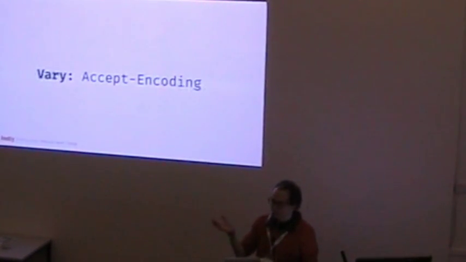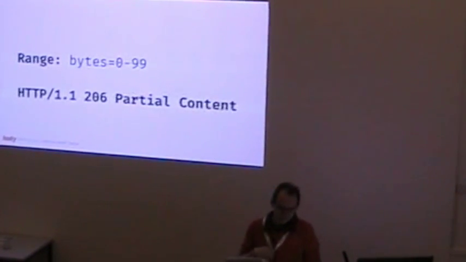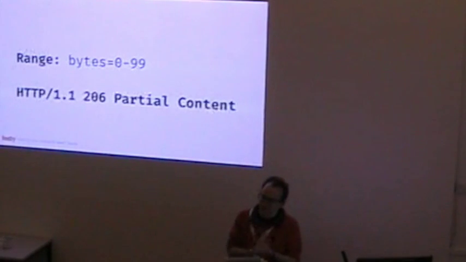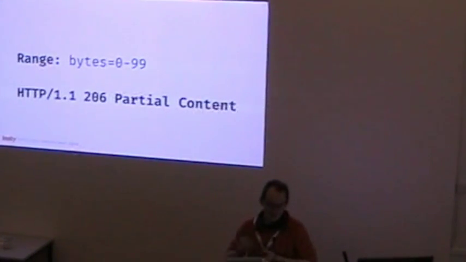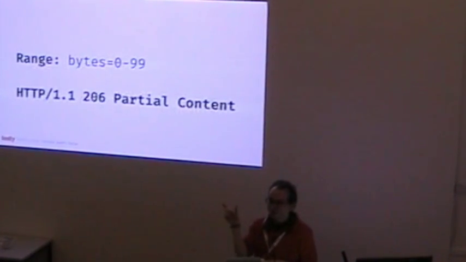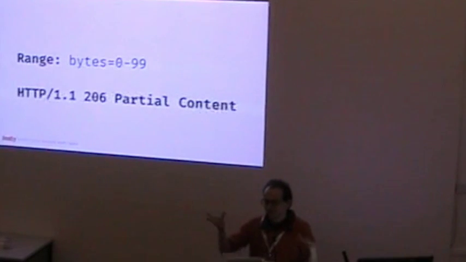So another way is to send not the whole object. So, for example, if you don't want all of the content, but only part of the content, only ask for part of the content. So if you send a Range header with these bytes, this means I would like only the first 100 bytes of this particular image, or this particular content.